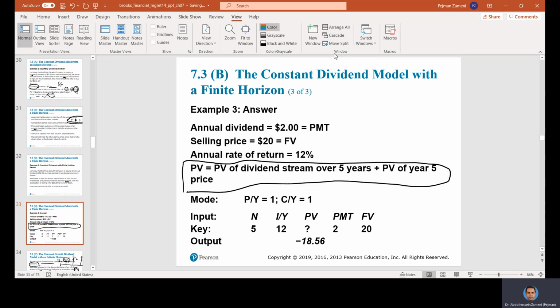Okay, as we already have learned, there are two parts. Present value of the dividend stream over 5 years, for which we can use the annuity formula. And here also there is just a single cash flow, the sale price. We can just discount it back to the present time, which at the end we're going to get $18.56.